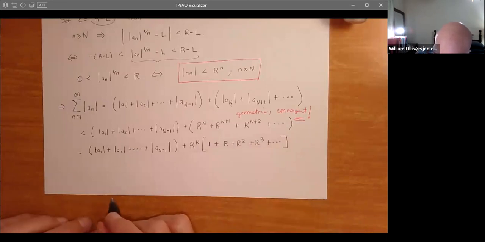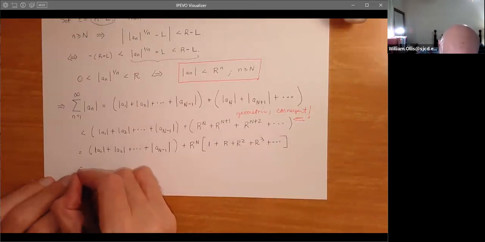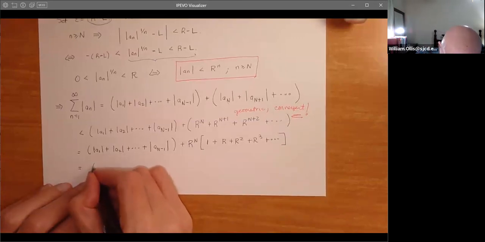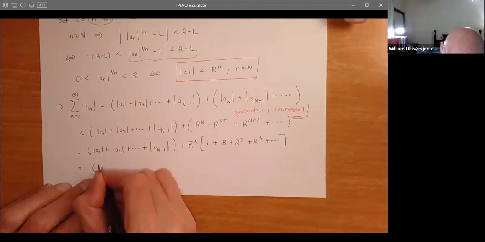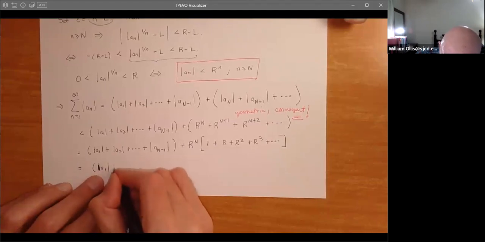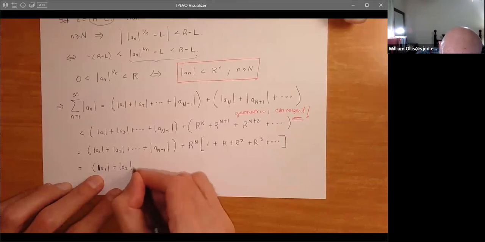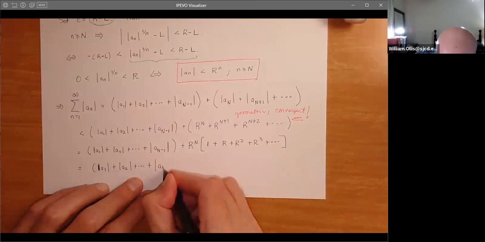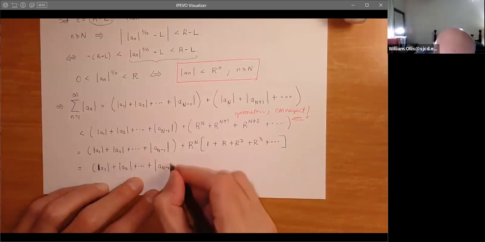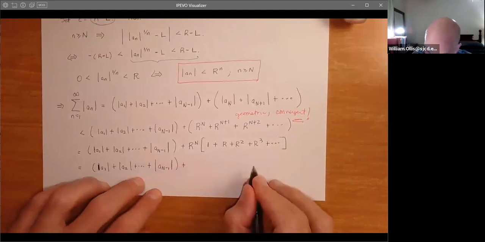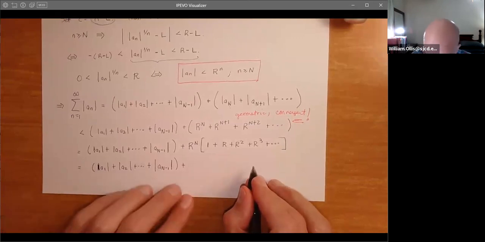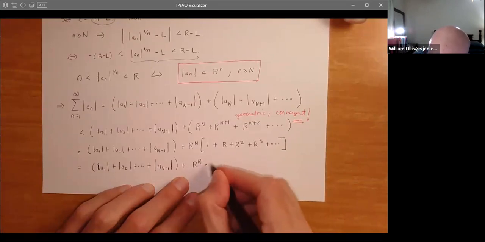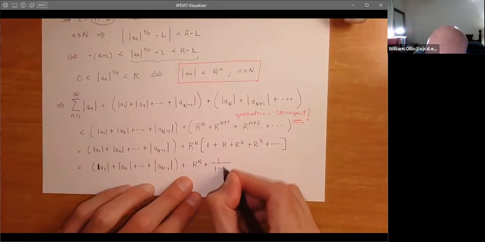So now when we look at this, we're thinking, okay, well, what is this going to be? Well, we can write this as a series. So we've got what? A1 absolute value plus A2 plus A sub n minus 1. And now we can use the formula. This will just be 1 over 1 minus r. So this will be r to the n times 1 over 1 minus r.